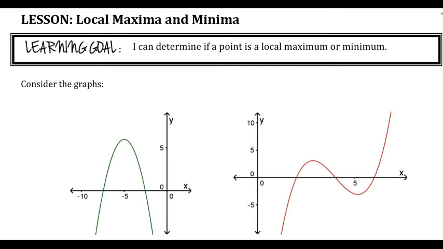Okay, so there's another thing called local maximum or local minimum. So even though the cubic graph on the right there doesn't have an absolute maximum, between the values of 0 and positive 5, it does have a local maximum. Between any interval, a graph will have a local maximum.